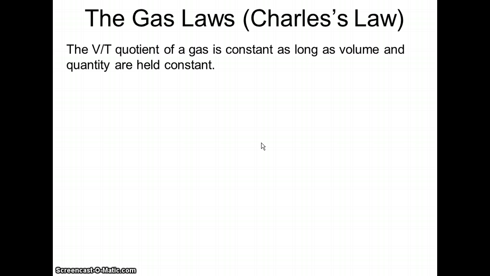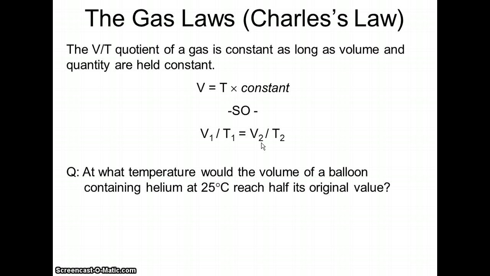The next law we'll talk about is Charles' law, and it is the volume-temperature relationship for a gas, which says that the ratio of volume to temperature is constant as long as pressure and quantity remain the same. And so what this is telling me is that since volume equals temperature times a constant, a ratio of volume to temperature should equal a ratio of a new volume to a new temperature, or V1 over T1 equals V2 over T2. A sample question for this looks something like what we see below.